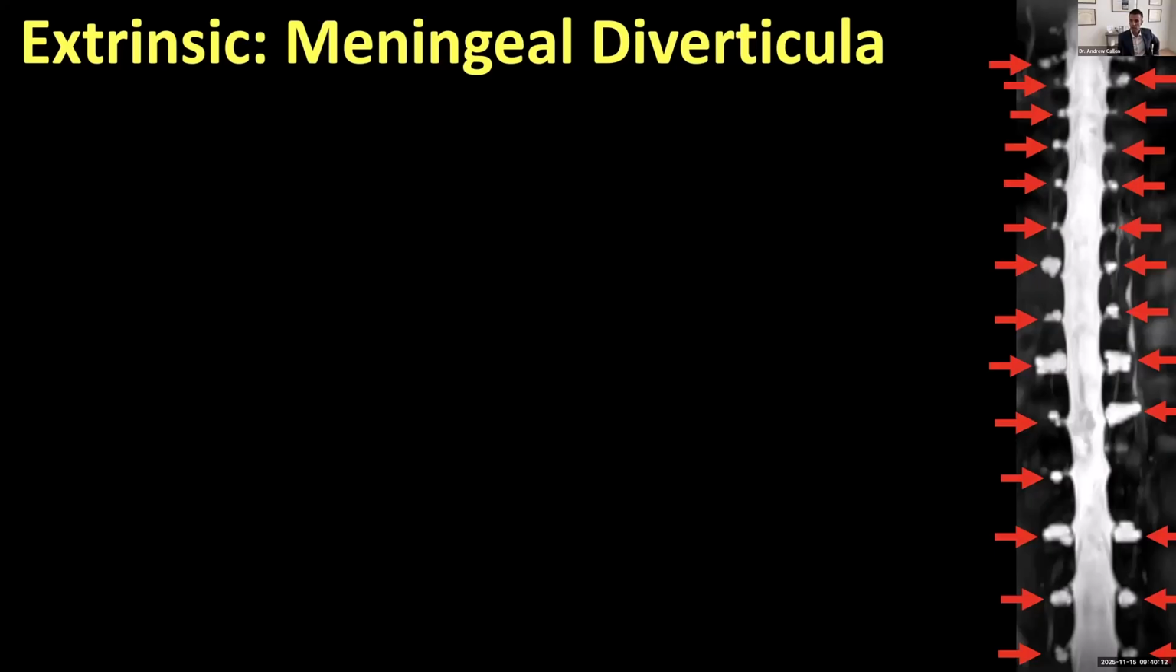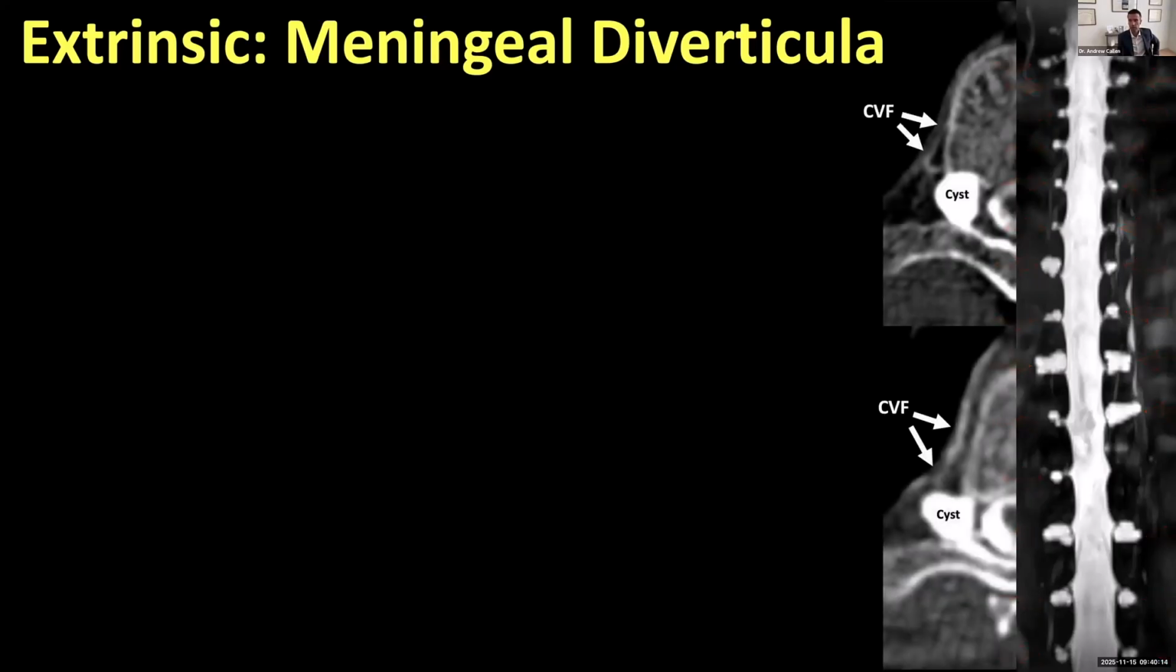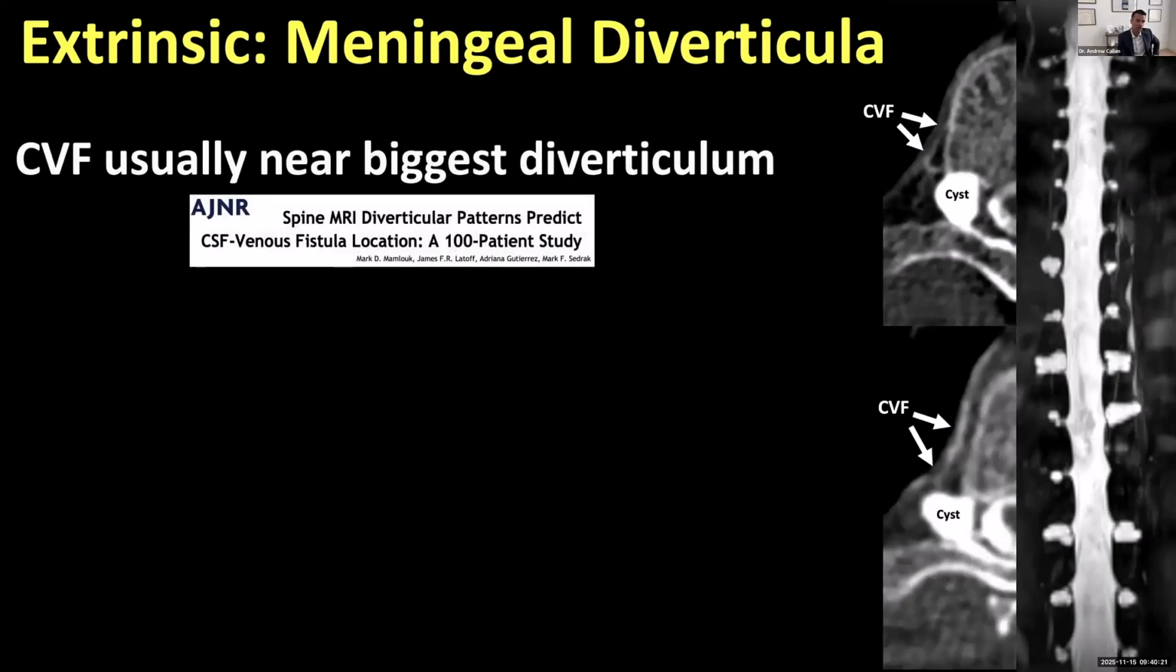And so in this patient, they have multiple large irregular meningeal diverticula, and a couple of important observations have been made. One of which actually just came out recently. It's a very simple concept, but I think an important one, that Dr. Mamluk published, that CSF venous fistulas are usually occurring near the biggest diverticulum, and we observe this too. Here are two examples of CSF venous fistulas occurring in close proximity to very large meningeal diverticula. I wrote cyst there because meningeal diverticula wouldn't really fit in that little space.